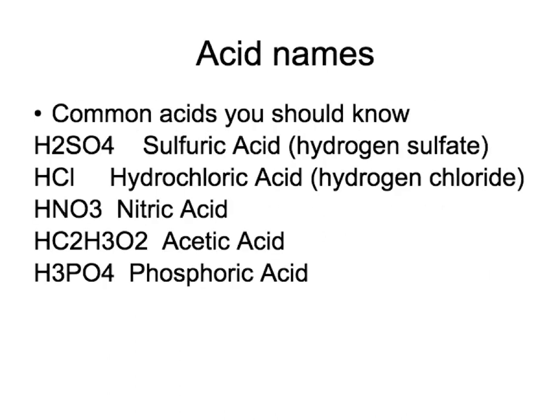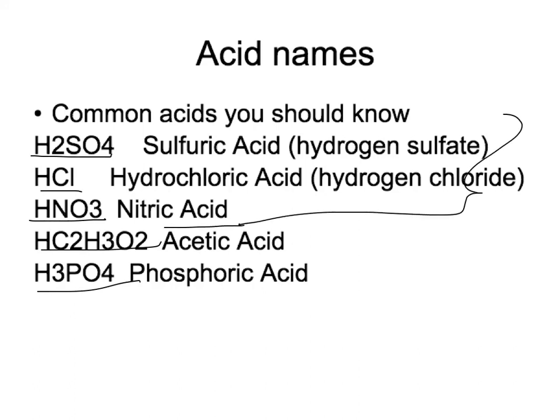Okay, honestly, outside of that systematic way of naming things, these are the acids you should know. So grab some more flashcards, write them down. H2SO4 is sulfuric acid, HCl hydrochloric, HNO3 nitric, HC2H3O2 is acetic, and H3PO4 is phosphoric. Realistically, those are the three I'm going to be asking for you on the test, but these are pretty common as well. Okay, that's it.